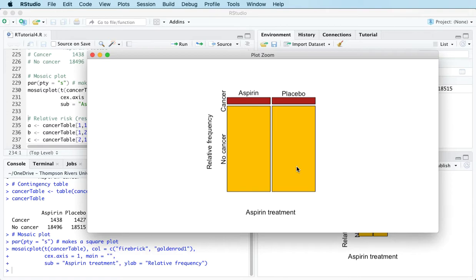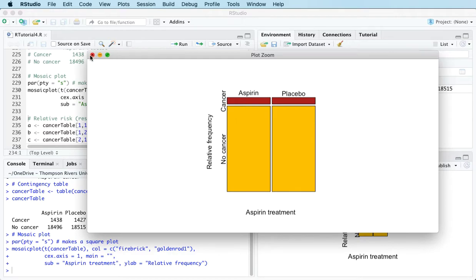What we can tell just by looking at this particular graph is it doesn't appear to have much of an impact on whether or not a woman goes on to develop cancer, whether they had an aspirin or a placebo. In this case, the red bar relative to the yellow bar is very similar for both treatment levels.